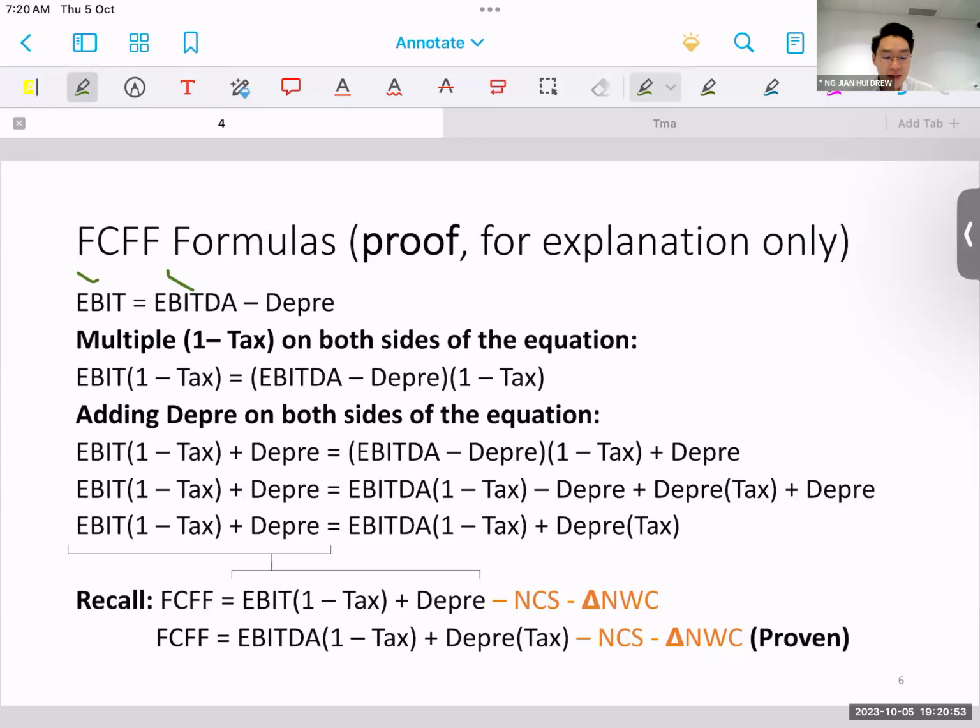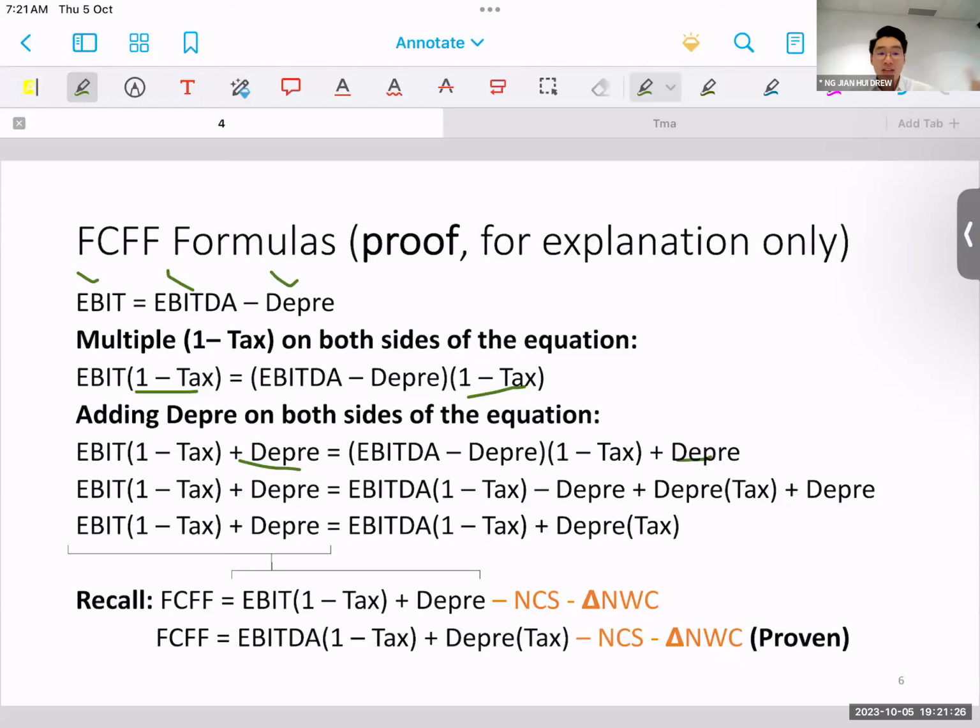You minus away the depreciation and amortization in this case to get the EBIT, right? And as usual, I multiply both sides by 1 minus tax, and that means they kind of cancel out, so it's fine. I can do that. So I multiply by 1 minus tax on both sides, right? And then I add back depreciation on both sides. Remember, if you do things on both sides, it's fine. You can add 1,000 on both sides, it's fine. That's the equation.